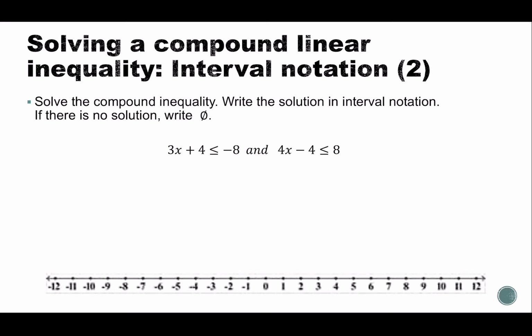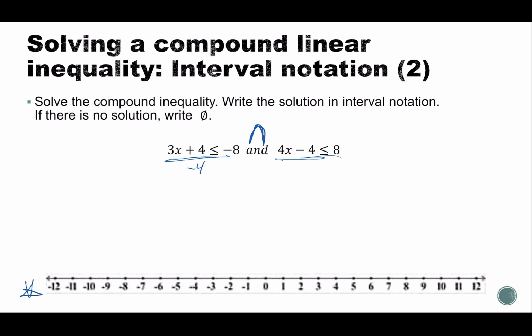I have 3x plus 4 is less than or equal to negative 8, and 4x minus 4 is less than or equal to 8. And means intersection. I only want x values that are true for the equation on the left and on the right. And sketching this makes life so easy. I really, really think so. So again, here's your number line.